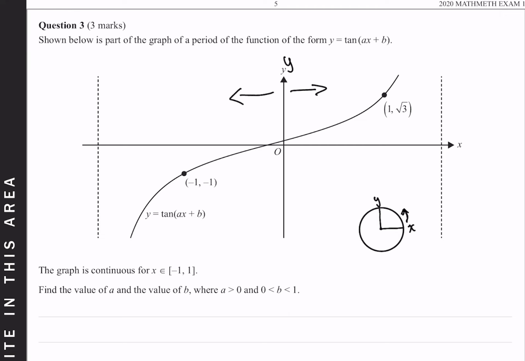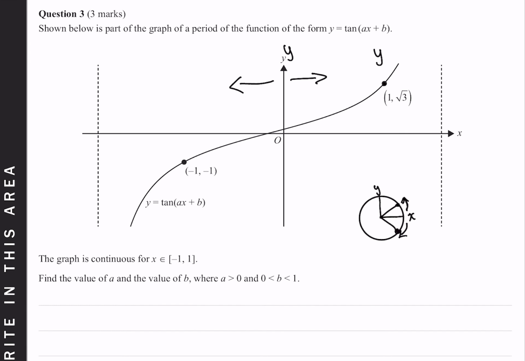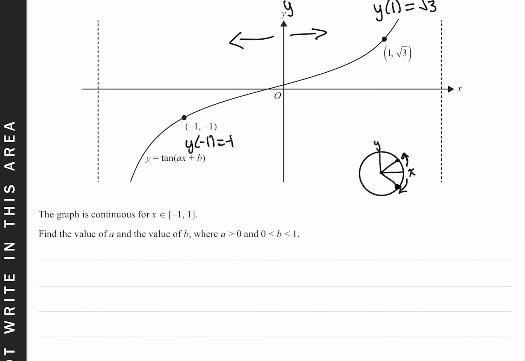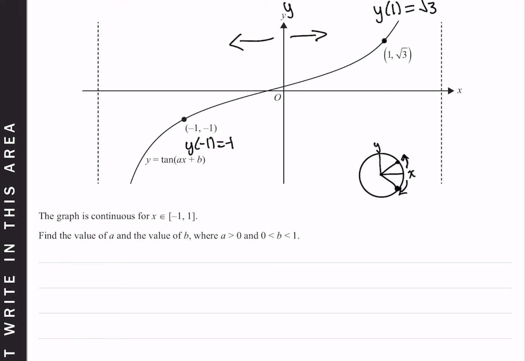Since the tan graph is bound by those two asymptotes there, we know it's all within one period. So if we move clockwise or anti-clockwise, it all has to be within the first quadrant or the fourth quadrant. So we know it's going to be less than pi on 2 and greater than negative pi on 2. And we also know that y(1) equals root 3, and y(-1) equals negative 1, because of the 2 points we're given there.